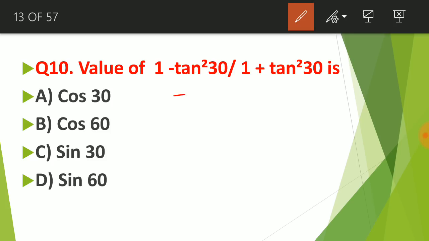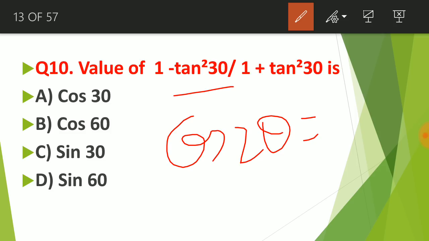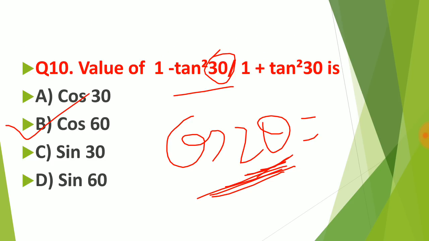What is the value of (1 minus tan square 30) divided by (1 plus tan square 30)? If we see, this is the formula of cos 2 theta. Cos 2 theta is equal to 1 minus tan square theta divided by 1 plus tan square theta. Here theta is 30 degree, so 2 theta will be 60 degree. That is cos 60 is our answer. That is in option choice B. Option choice B is the correct answer for this question.